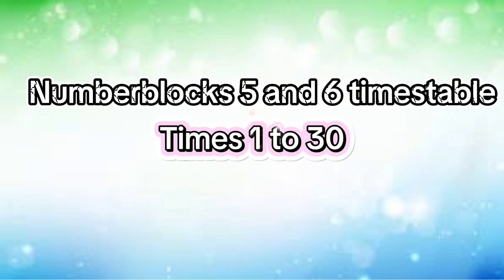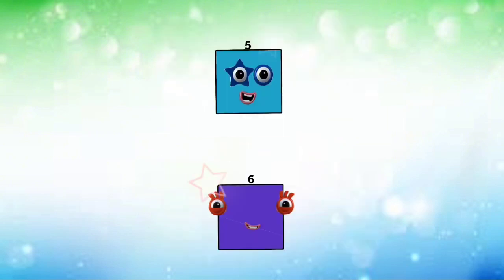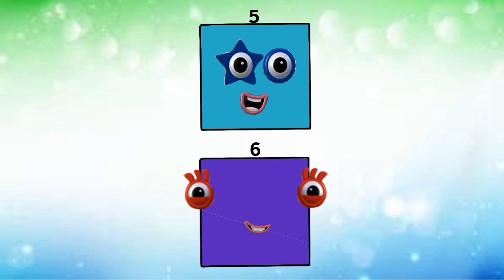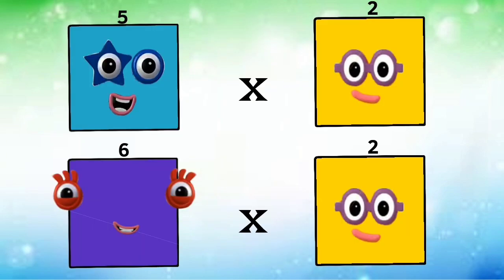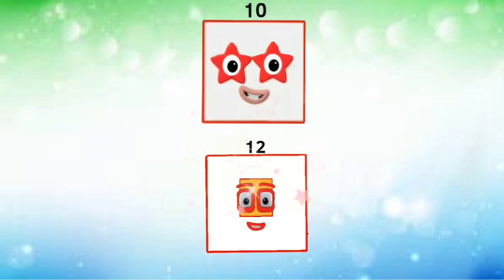Numberblocks 5 and 6 times table. Times 1 to 30. 5 and 6 times 1 equal 5 and 6. 5 and 6 times 2 equal 10 and 12.